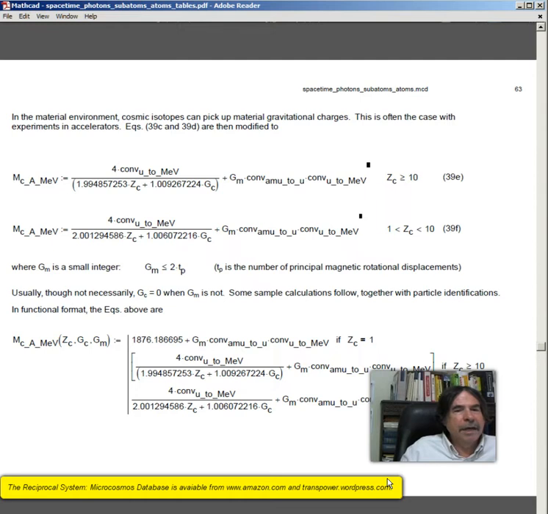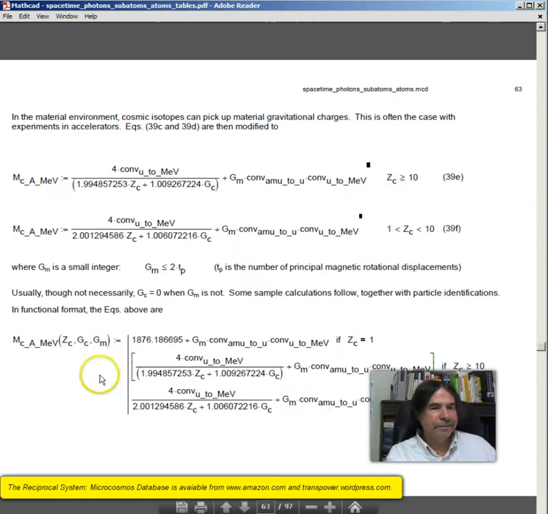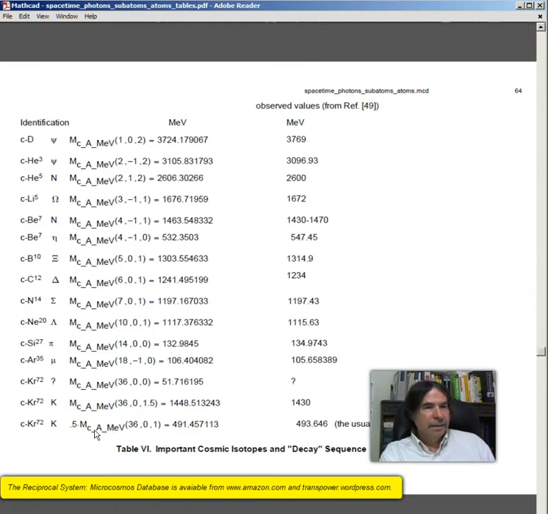Some sample calculations follow together with particle identifications. So we can express the functional format in the equations above here, and we get this table. The second column gives the conventional identification. So we see some psi particles, eta, omega, delta, sigma, pi, muon. I don't know what the C krypton 72 is, question mark. Not sure what the conventional identity is. And then the K are for the kaons.